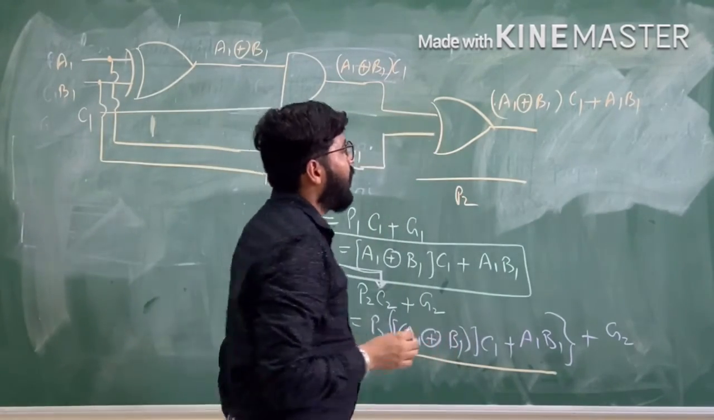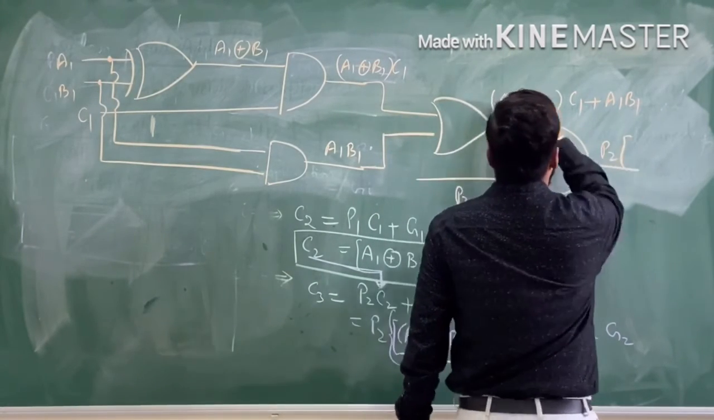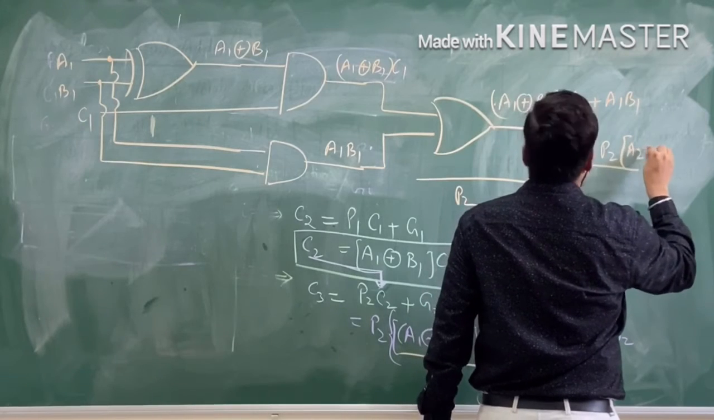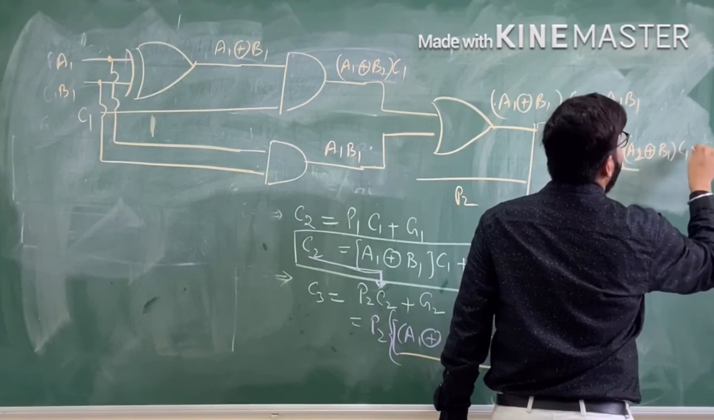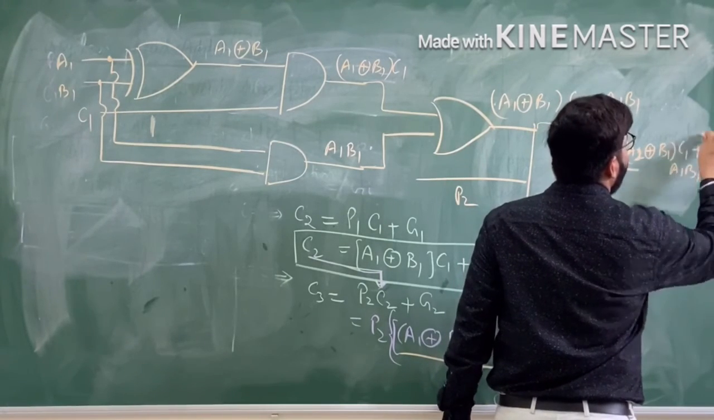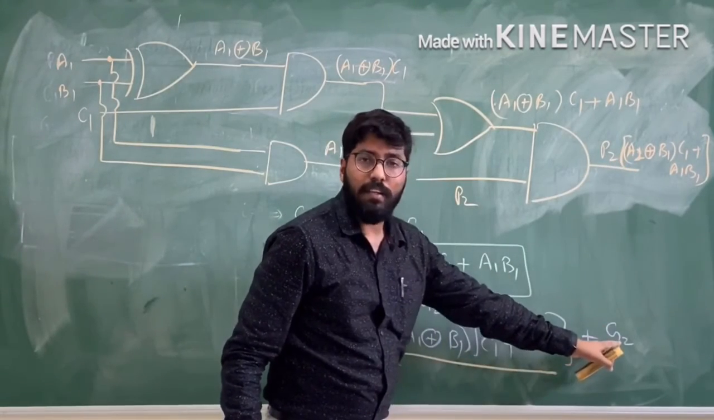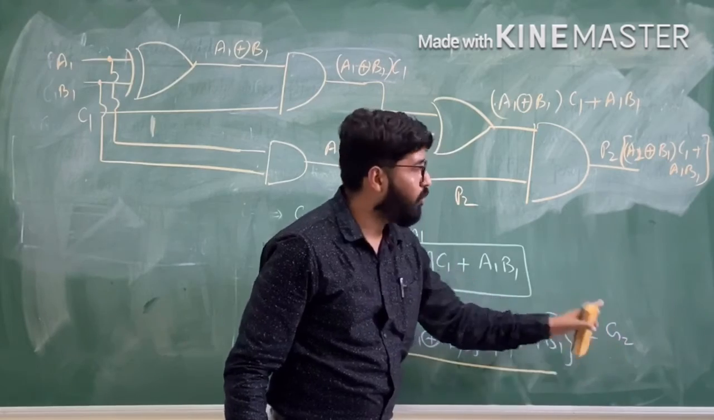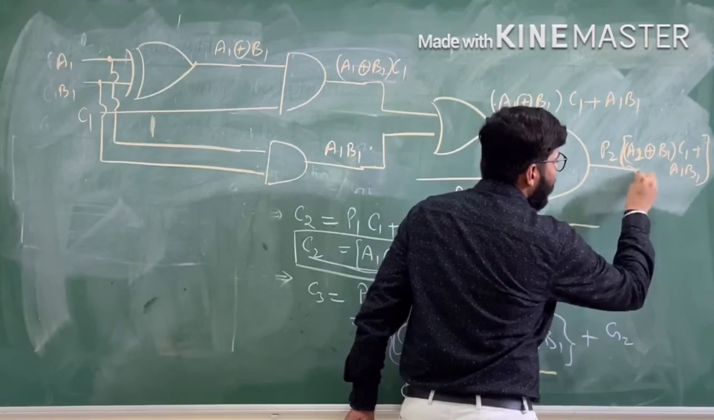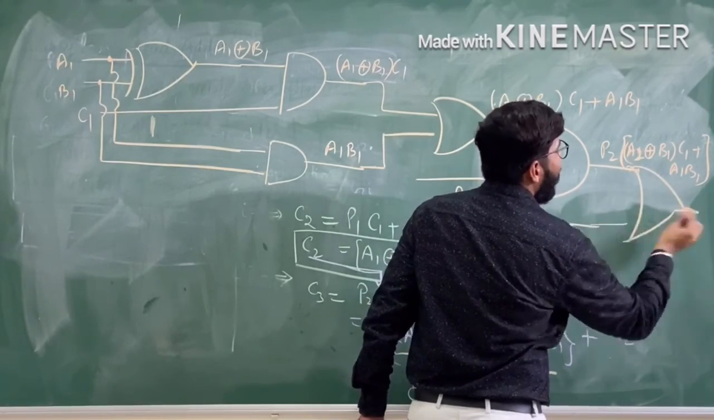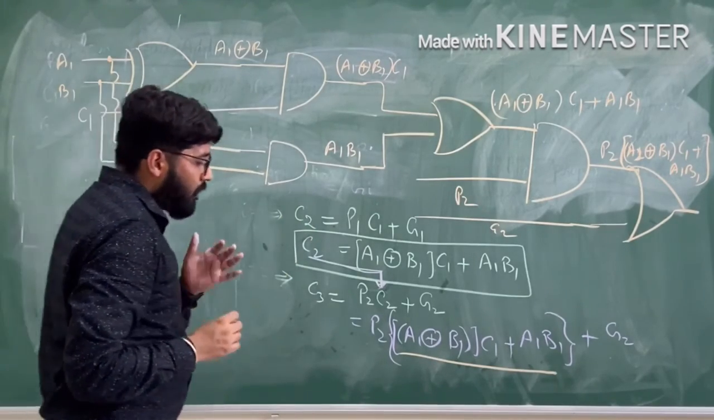You have to multiply, so you have to use an AND gate. You will get P2 times A1 XOR B1 C1 plus A1 B1. Now this whole term is in summation form with G2. You have to provide G2 from here, take another XOR gate, and get your final output. So in this way, you can design a combinational logic circuit.